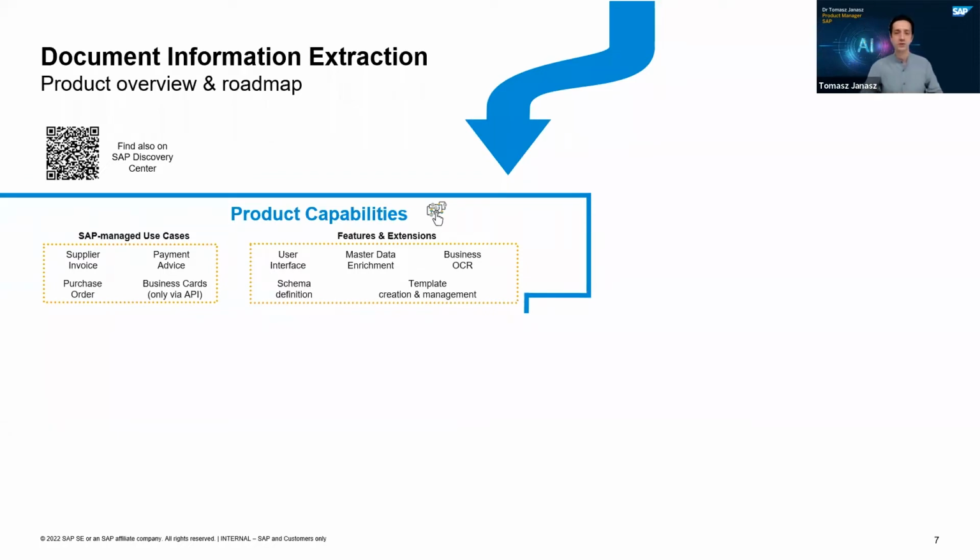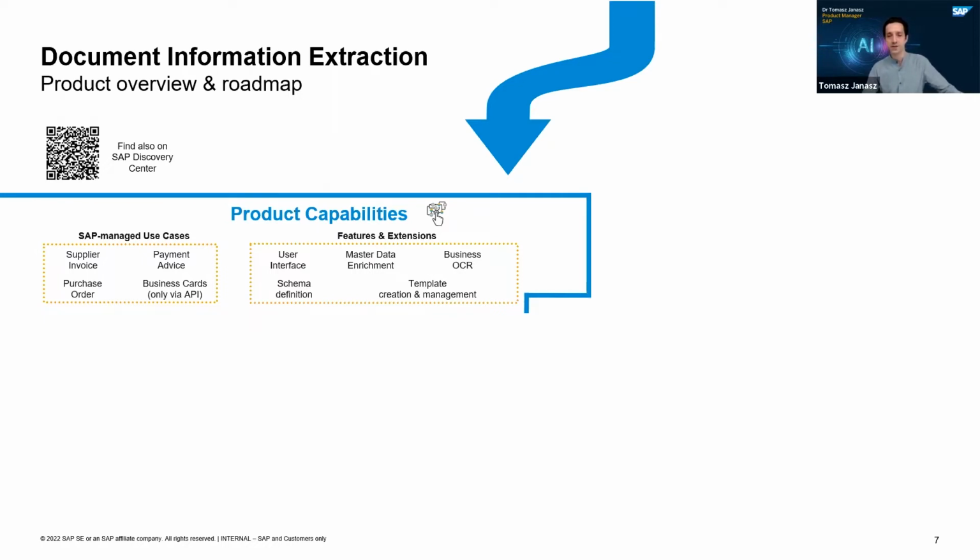The SAP managed use cases are the ones where SAP provides pre-trained, SAP managed global machine learning models that can be plugged and played with directly, without any need to train or annotate the data and manage machine learning models. These models are provided by SAP and they are also optimized over time as we get more and more data. The use cases that we support as of today are supplier invoices, payment advice notes, purchase orders, and business cards.